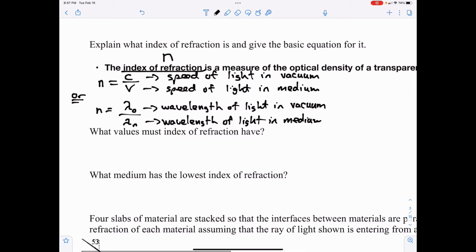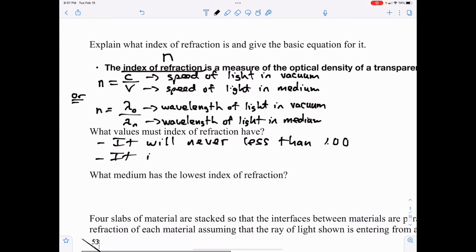What values must the index of refraction have? Well, it will never be less than 1.0. You'll find out why in a minute. And it is unitless.